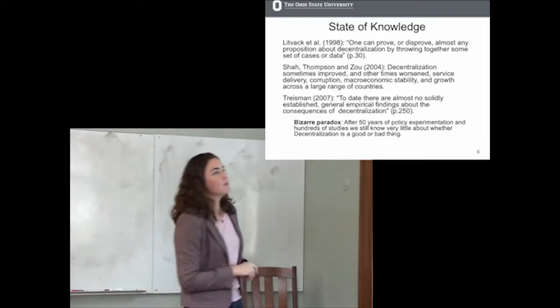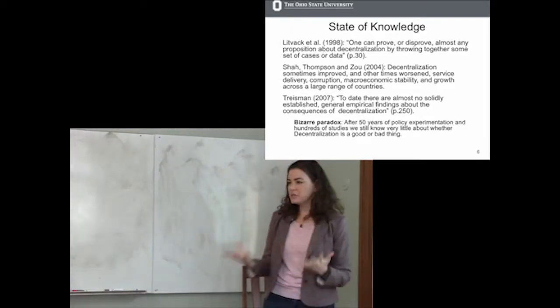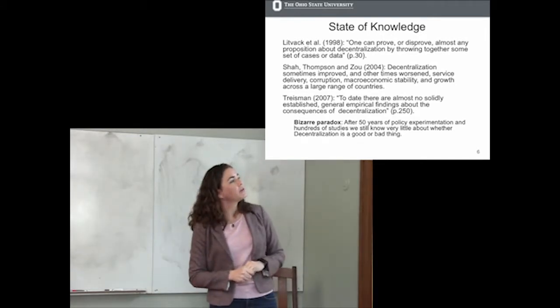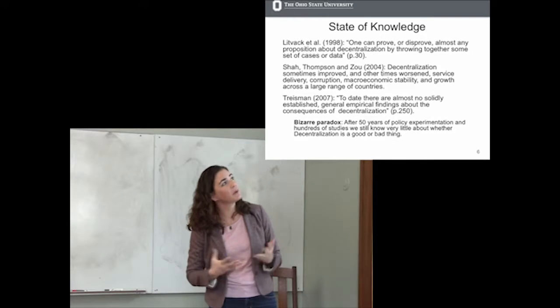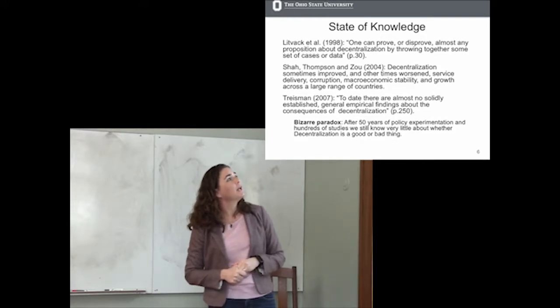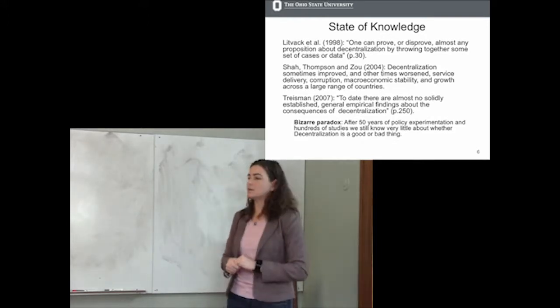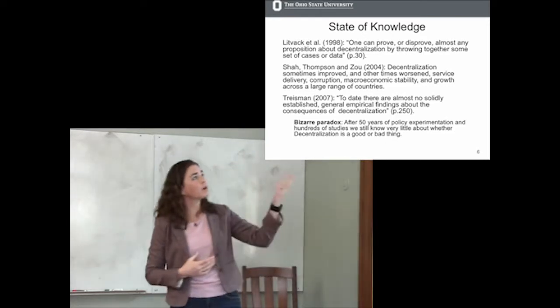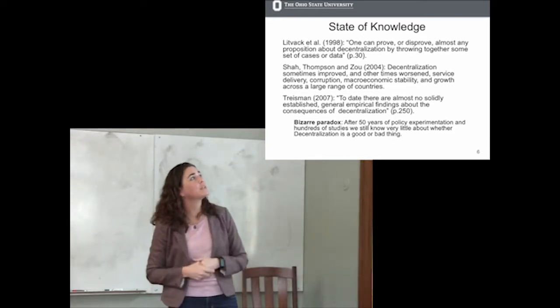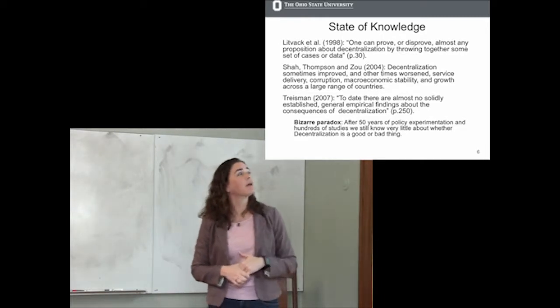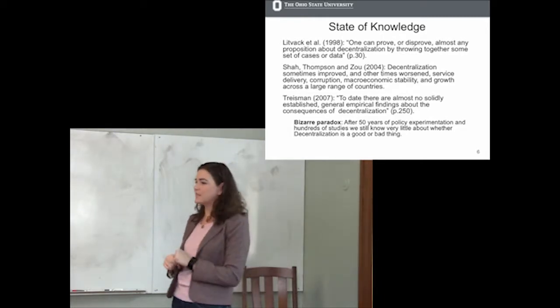So, the state of the knowledge. Why did we do this study? Well, here are 3 major studies about decentralization that came out over the last 20 years or so. And essentially, there's a paradox in here. Some people, from the results of studies they have done, say one can prove or disprove almost any proposition about decentralization by throwing together some set of cases or data.